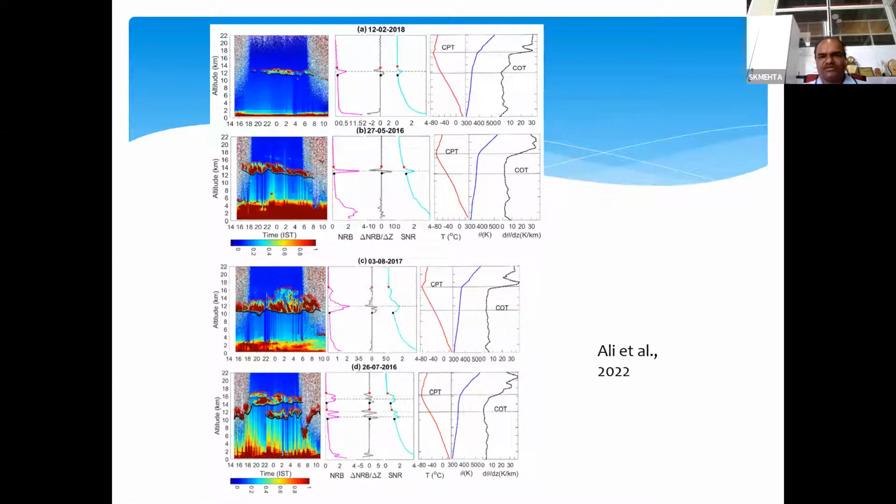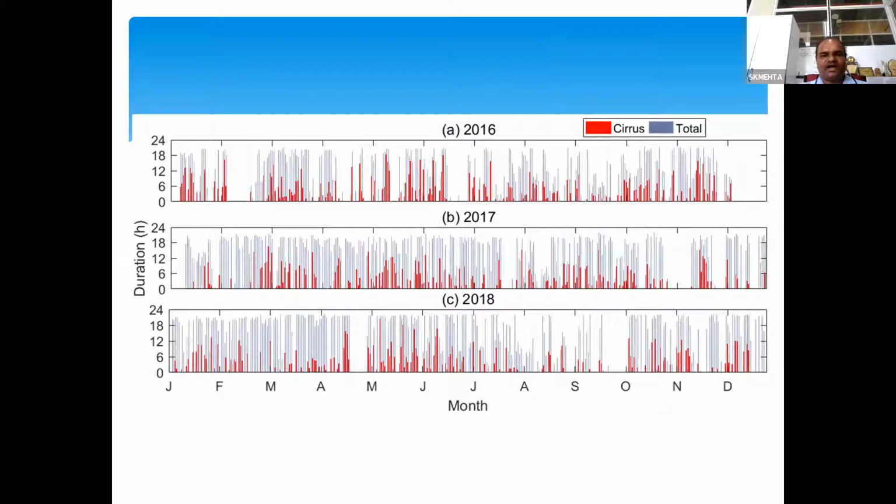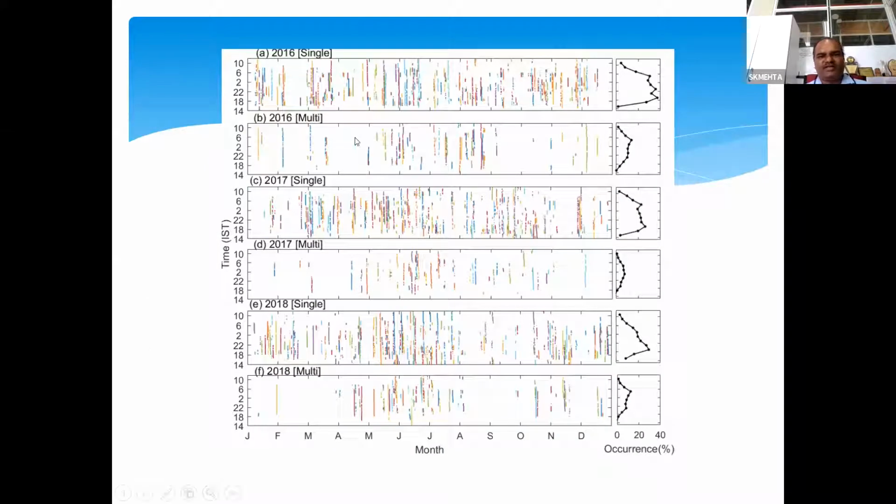So this is the observation, what we saw here: the total observations of the cirrus cloud and the clear sky, the total observation, and other observations. Then here is a very nice thing that we have got. As I said, there are multiple cirrus occurrences and single cirrus occurrences, so we plotted them separately. When we plotted them together, no diurnal variability was coming. When we plotted separately, there was a diurnal variability in the cirrus occurrence.